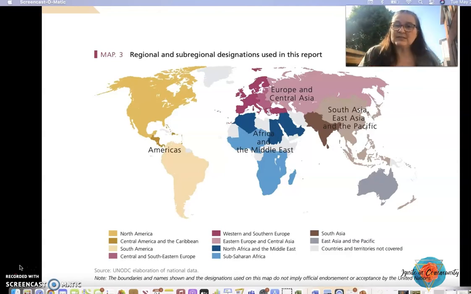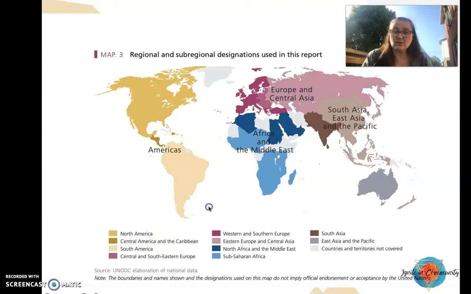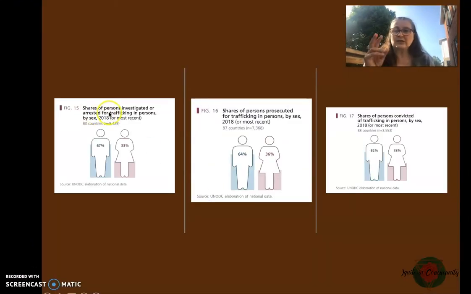I'm going to talk about this first globally, and then I'm going to look at some of the regions in more detail. So globally, we're going to look at three things. We're going to look at investigated and arrested, that's figure 15. Figure 16 looks at prosecuted, and figure 17 looks at those that have been convicted. The first thing you should be able to see throughout each of those figures is that over 60% of those being arrested, prosecuted, or convicted are male globally.